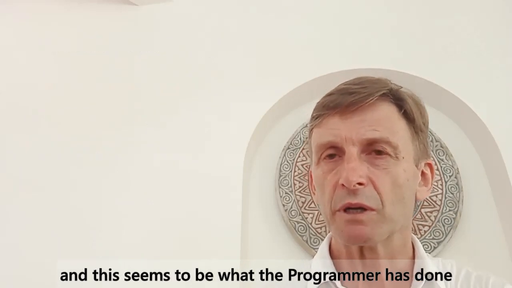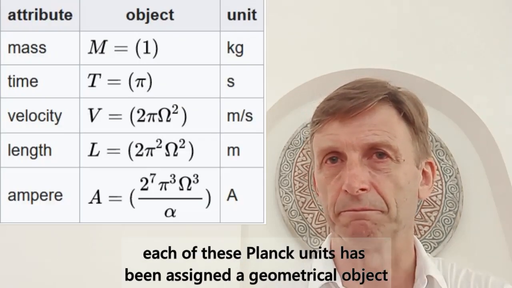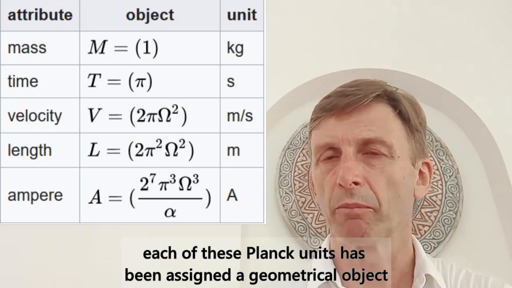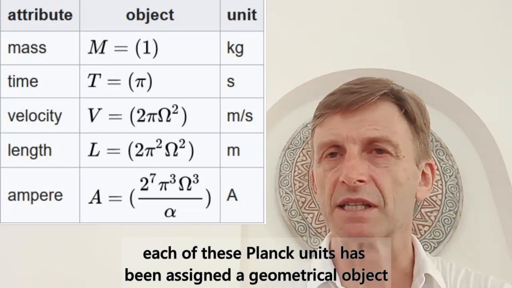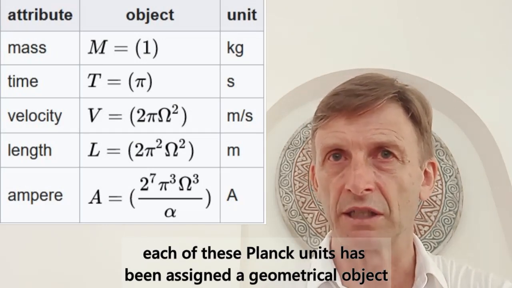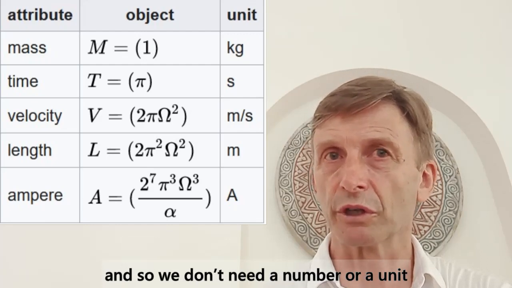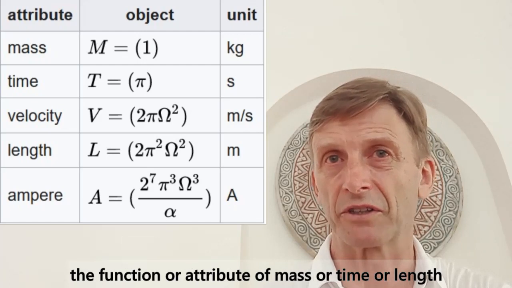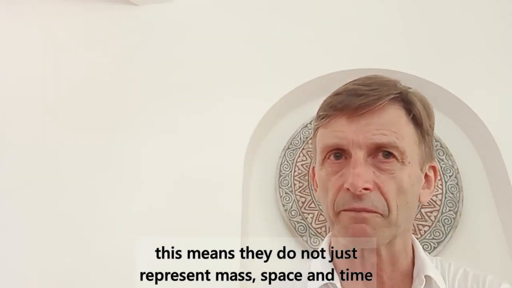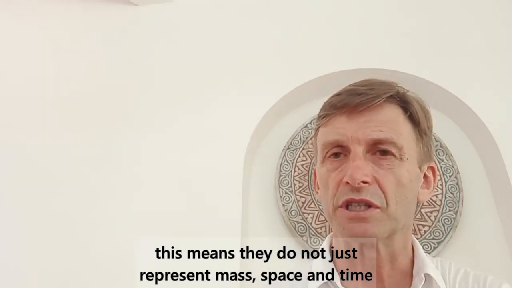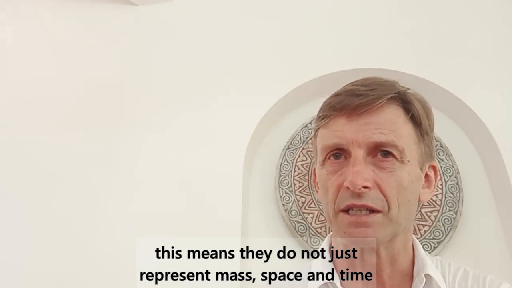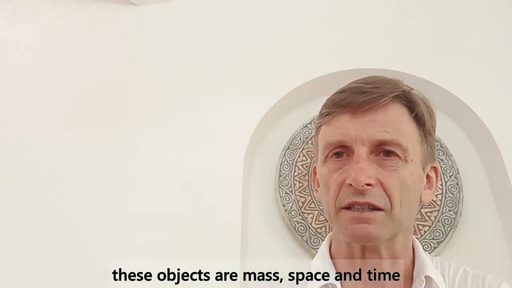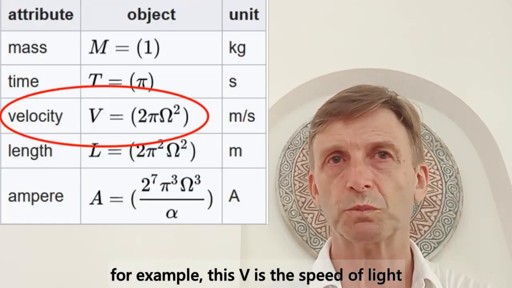And this seems to be what the programmer has done. Each of these Planck units has been assigned a geometrical object. And so we don't need a number or a unit. The function or attribute of mass or time or length is built into the geometry. This means that they do not just represent mass, space, and time. These objects are mass, space, and time.